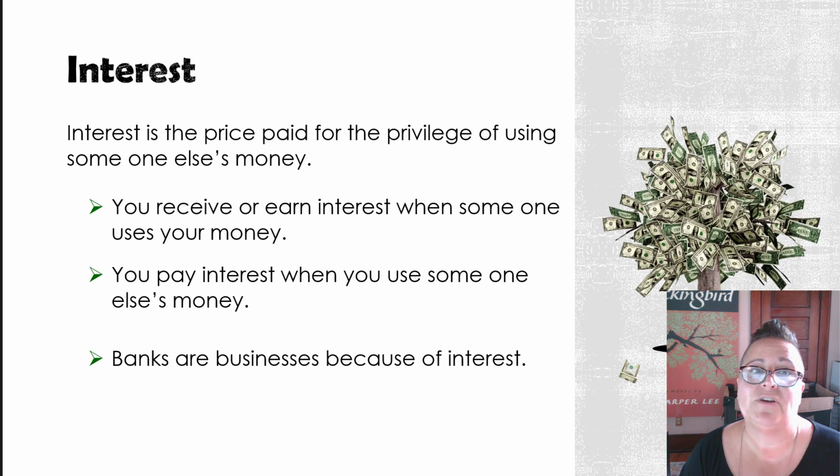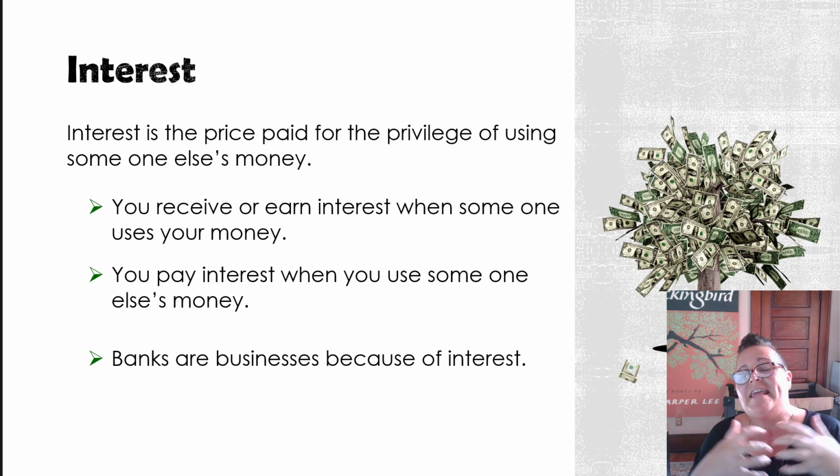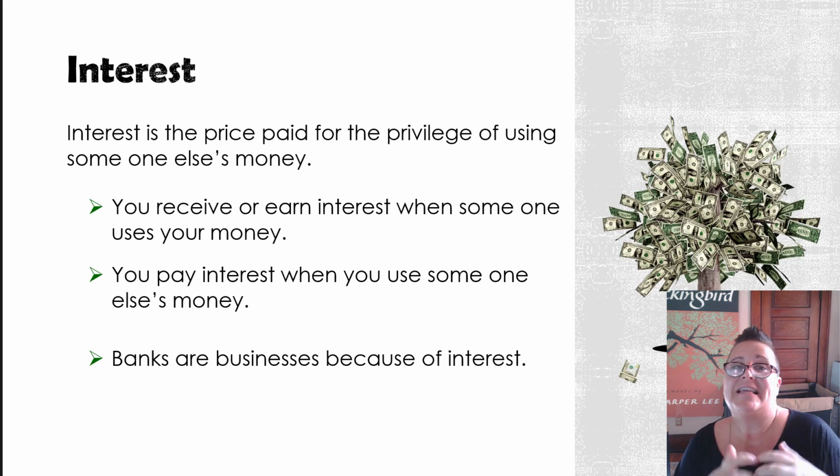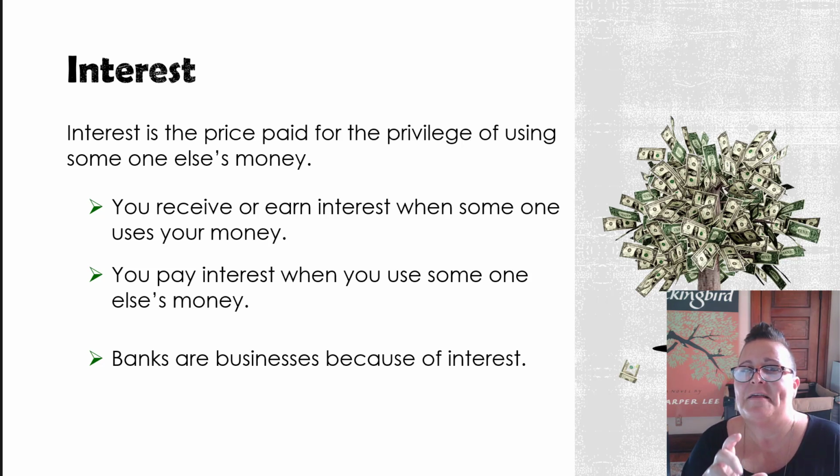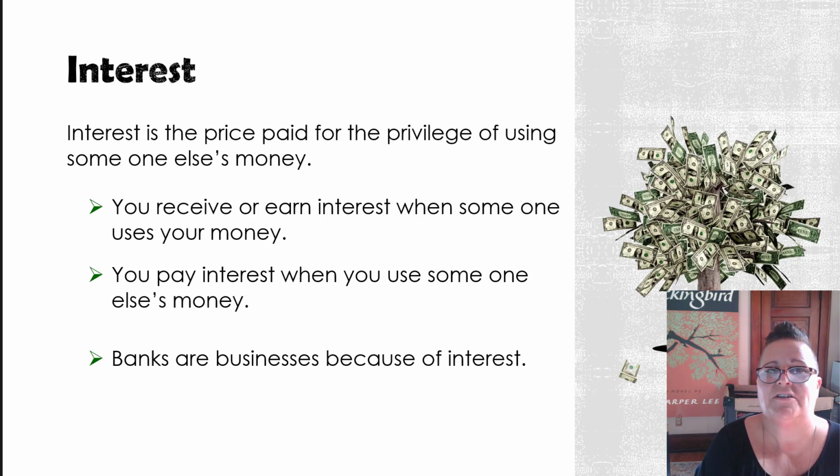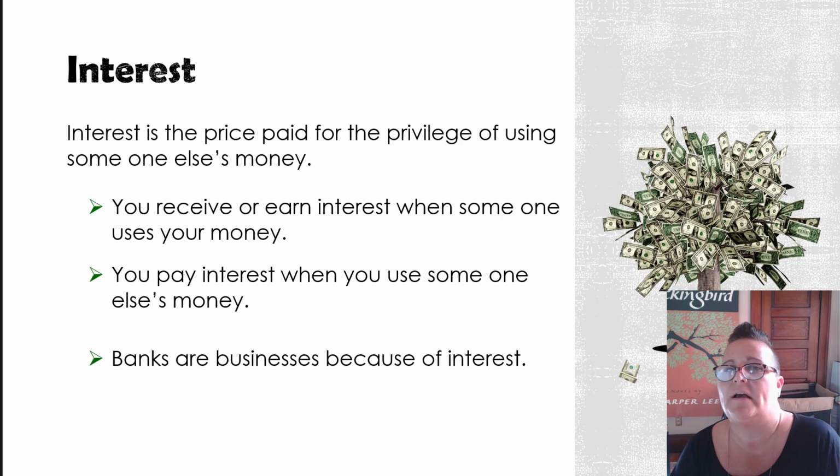In all of these transactions, banks are the intermediary. They make money because of interest, because they charge interest when someone else uses money, and they give interest when you put your money into a savings account. But there's always a gap. They never give you as much interest as they've charged someone else. And that, my friends, is how the banks can make money. One of many ways.